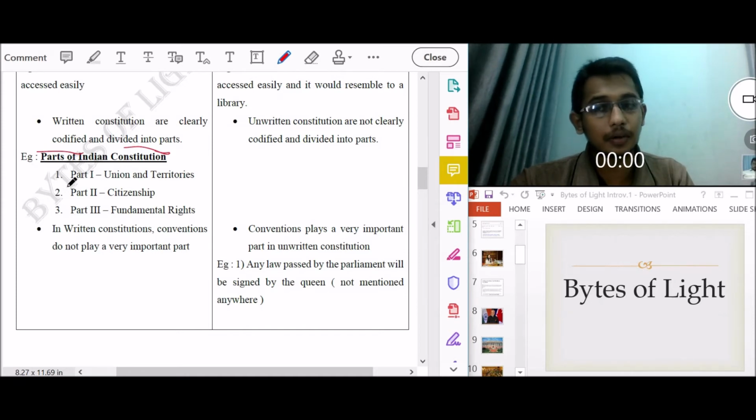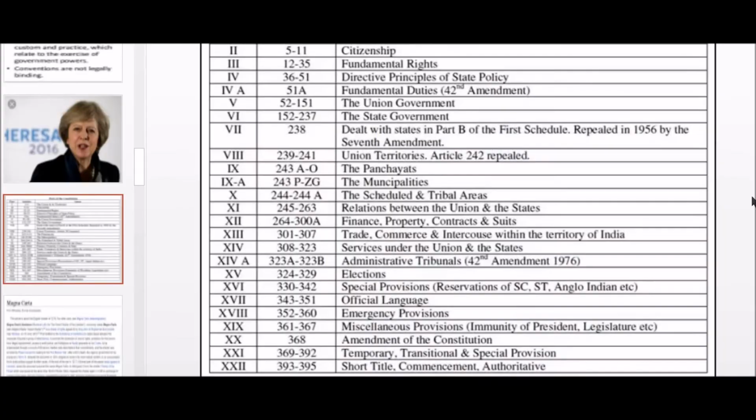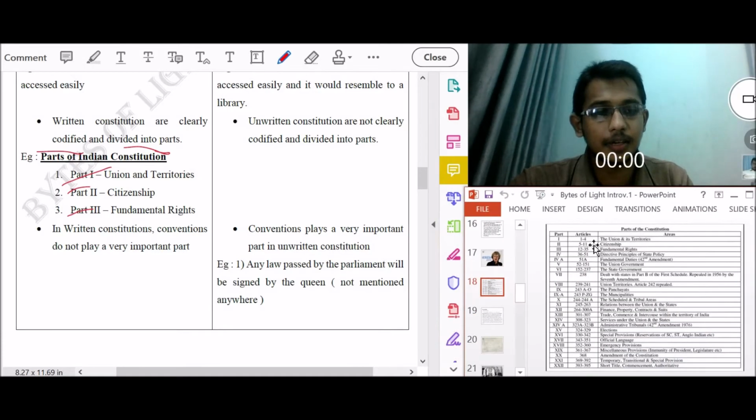The third point is that written constitutions are clearly codified and divided into different parts. In the case of the Indian constitution, part 1 is union and territories, part 2 is citizenship, part 3 is fundamental rights. I shall show you that. Here it is. You can see part 2 is citizenship, part 3 is fundamental rights, part 4 is directive principles of state policy, and part 4A is fundamental duties. That is, they are written, codified and divided clearly.